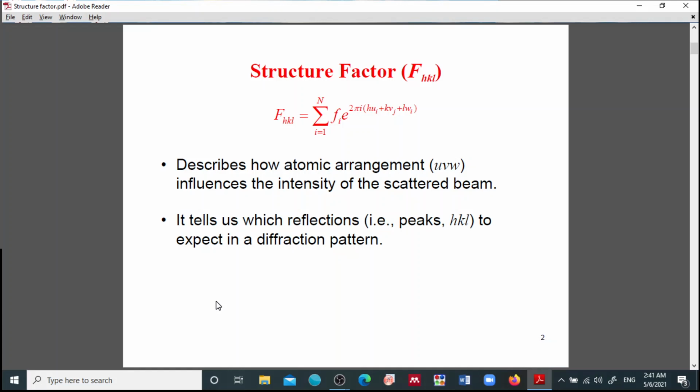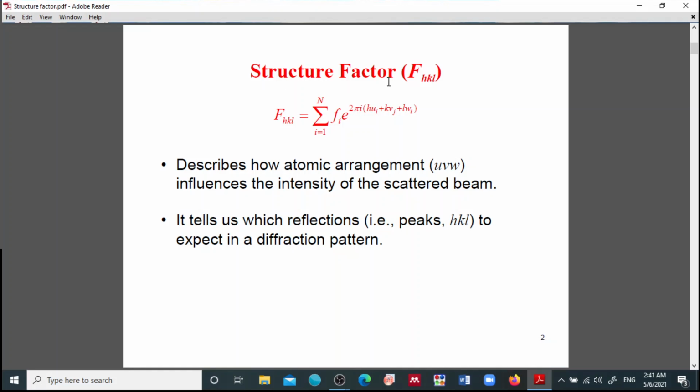Dear students, the title of this video lecture is Structure Factor. This is an important factor or quantity in crystallography that tells you about the intensity of the scattered beam of the crystal lattice.